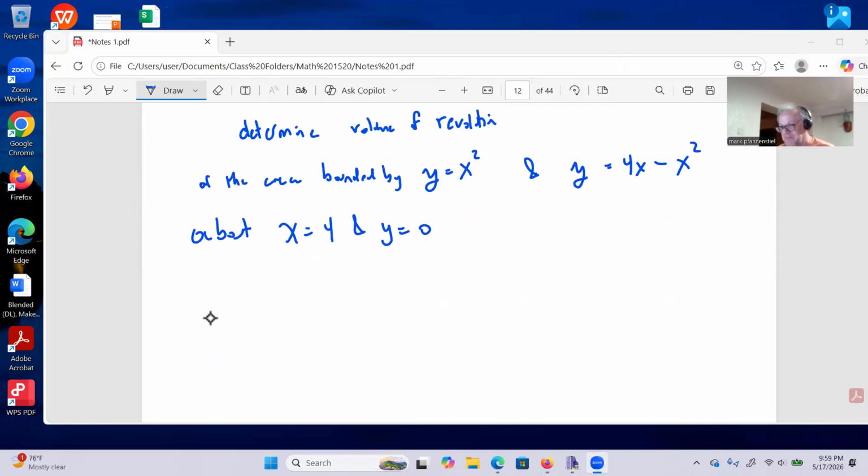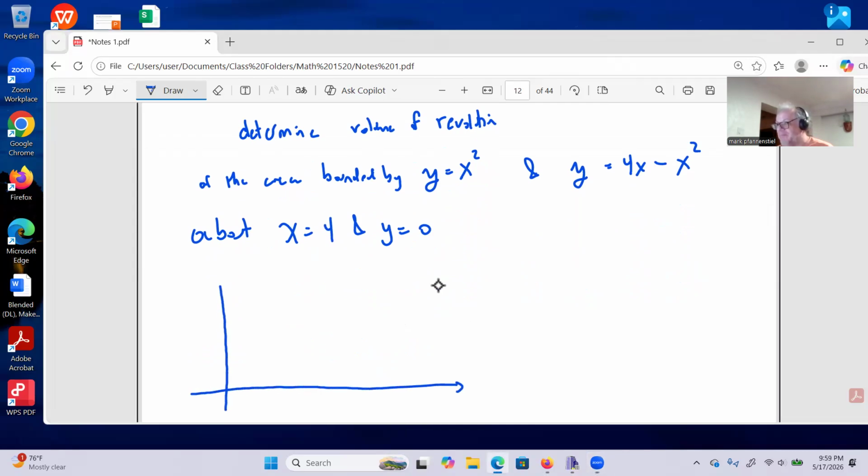Let's draw a picture to figure out what we're actually doing here. We know that y equals 0, so that gives us a lower bound. Then we have a parabola, y equals x squared, which we can draw up here, starting at 0. And then we have 4x minus x squared, which is a parabola that's upside down. So we'll go ahead and figure this out.